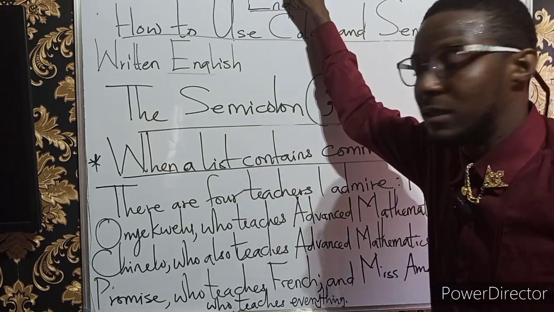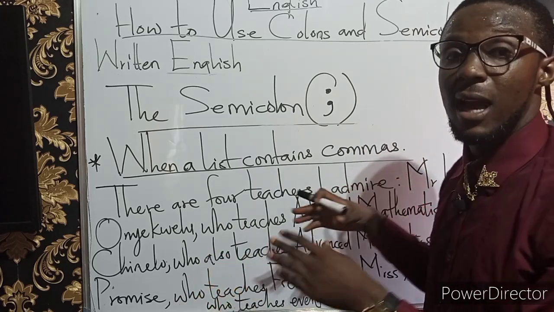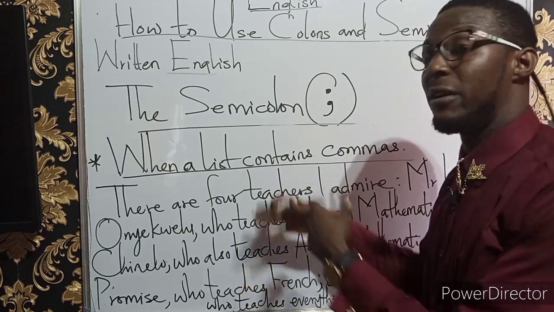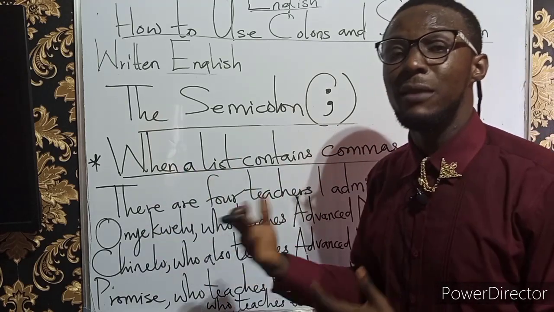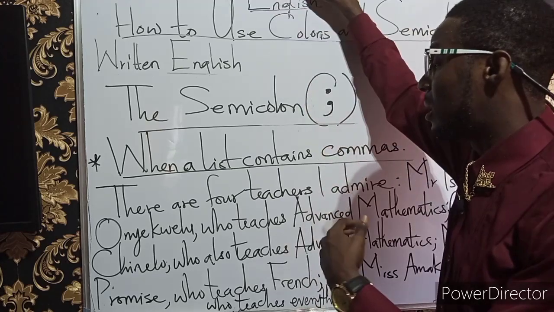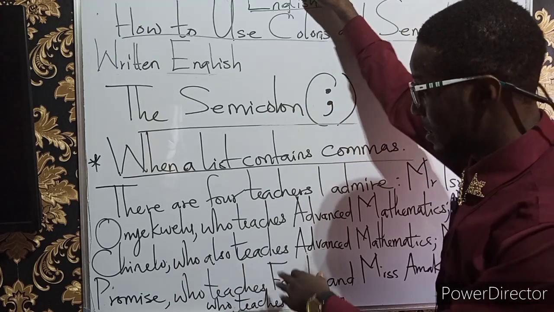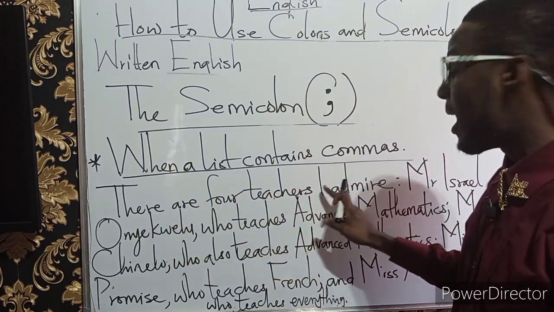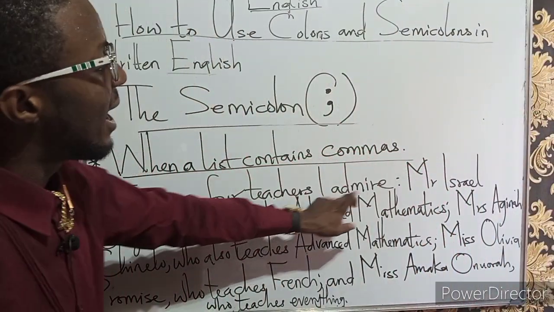When we have a very long list, it will be very incomprehensible and very awkward. We have a great number of commas. So the best thing to do is to employ a semicolon to make it quite comprehensible to the reader. Now here we have, there are 4 teachers I admire.